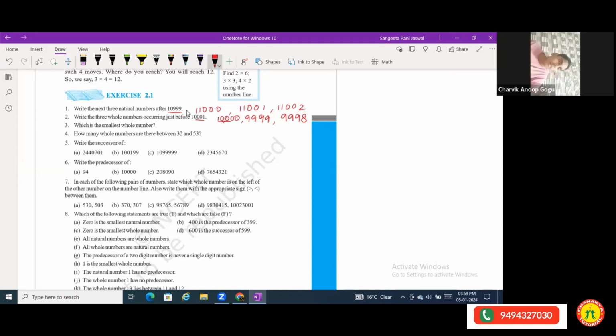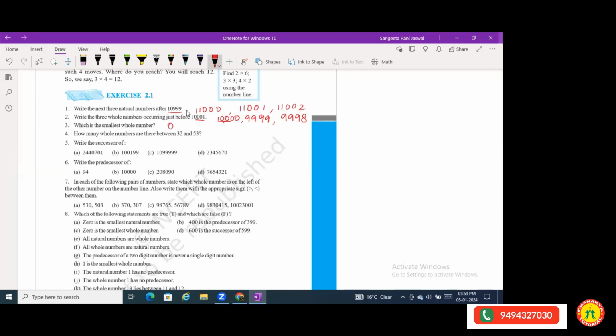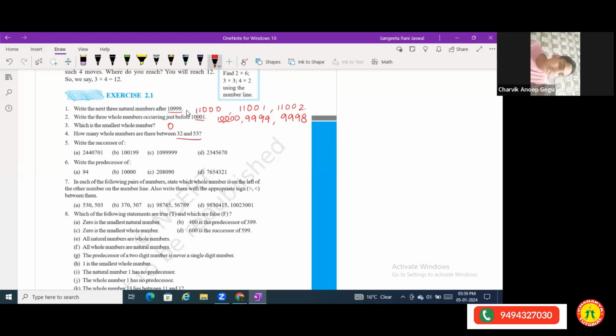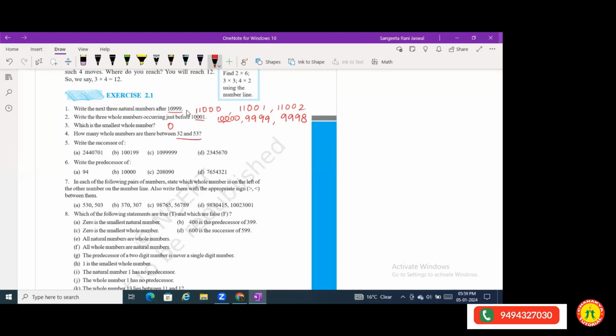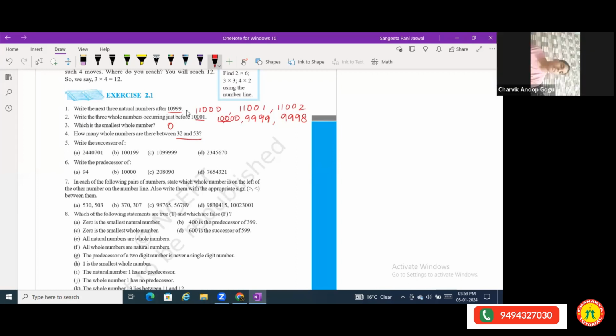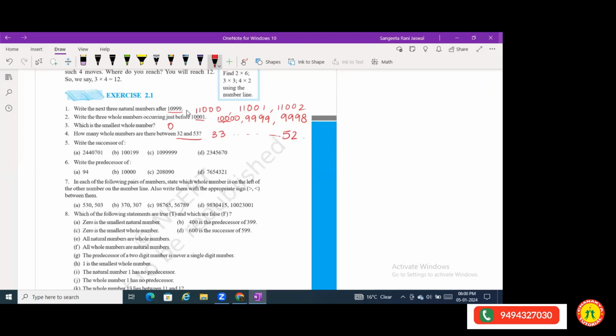Charvik, you tell me this. Ma'am, it's 0. Okay, how many whole numbers are there between 32 and 53? Charvik, tell me. Just read the numbers. What comes after 32? Say the counting till 53. 33, 34, 35, 36, 37, 38, 39, 40, 41, 42, 43, 44, 45, 46, 47, 48, 49, 50, 51, 52, 53. Okay, till 52, because we wanted numbers in between. So 33 to 52. Good.